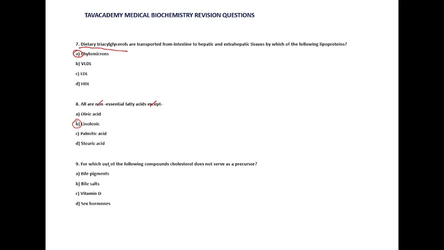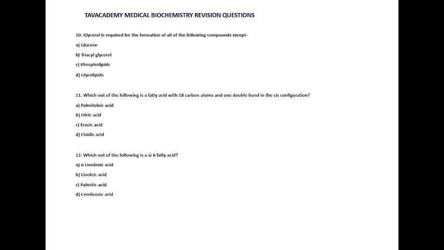Question 9 says, for which out of the following compounds does cholesterol not serve as a precursor? The answer to this is going to be bile pigment. What makes up bile pigment is bilirubin, not cholesterol. Cholesterol can form bile salts, can form vitamin D, and can form sex hormones.